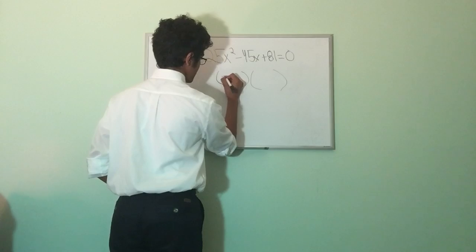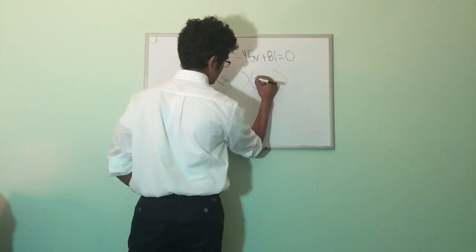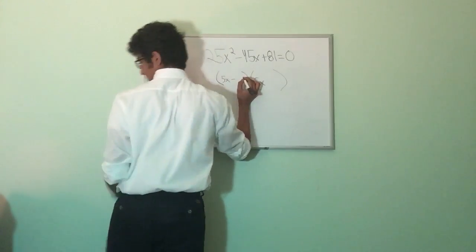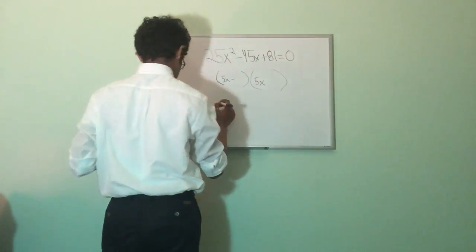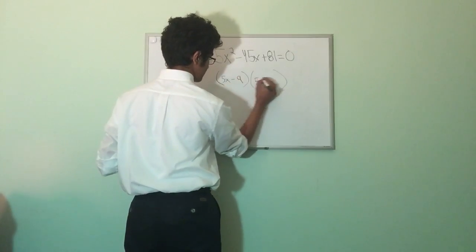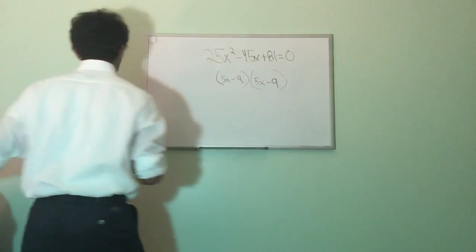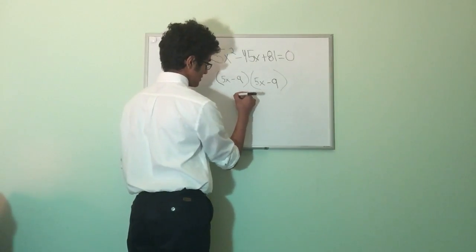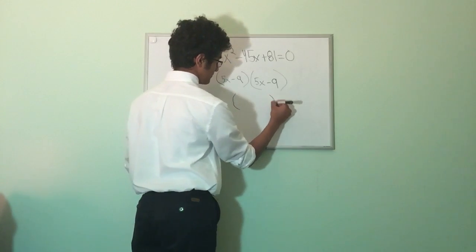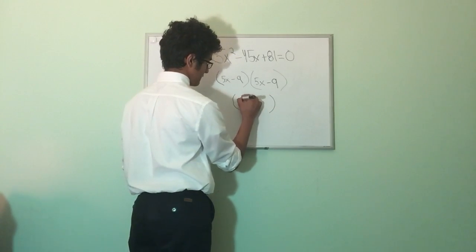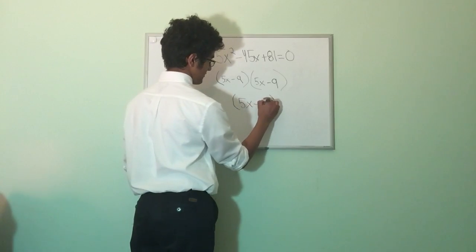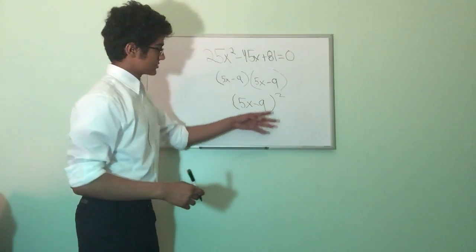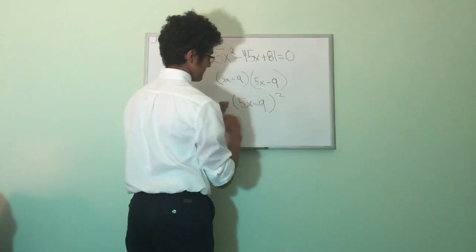You'll get 5x, so you get 5x from the 25x squared, and you get minus 9. Minus 9. Now, since these two binomials are the exact same, you can combine them into one binomial, and you'll get 5x minus 9 squared. Now, what you do here is you ignore the squared part. Okay, so ignore this part and focus here.